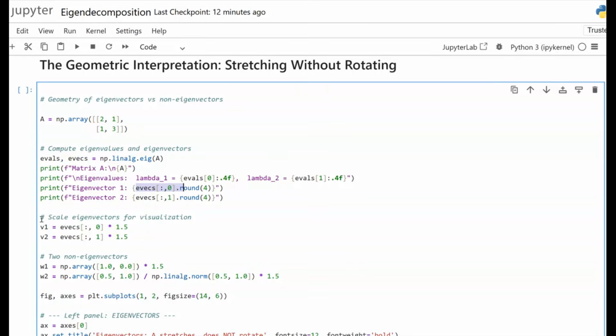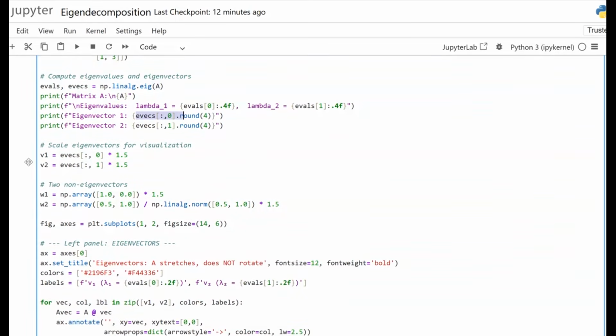Here we start our vector preparation. For eigenvectors, V1 and V2, they are scaled purely for plotting clarity, and scaling does not change direction, which is the key property of eigenvectors. Kindly have a note. And here the non-eigenvectors too.